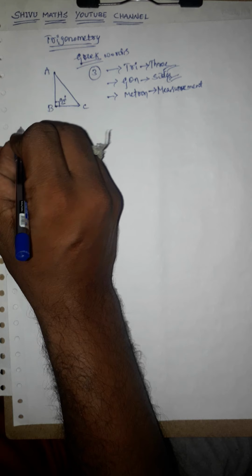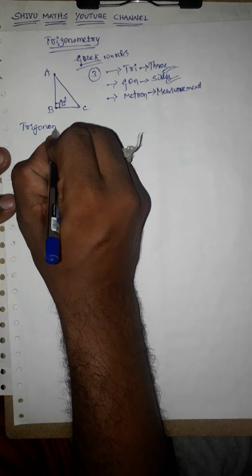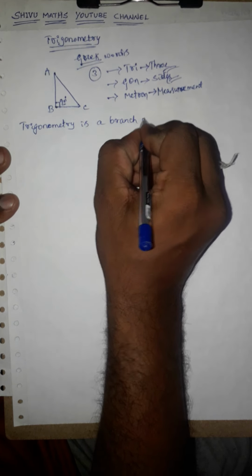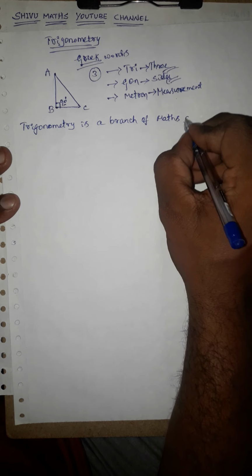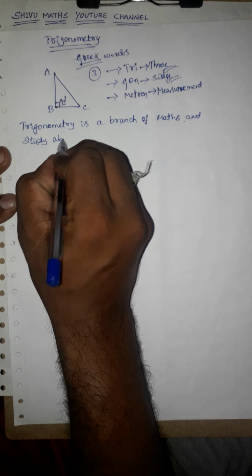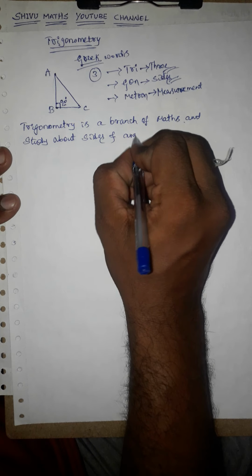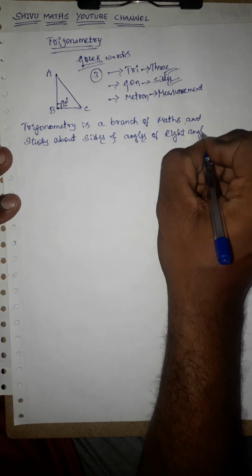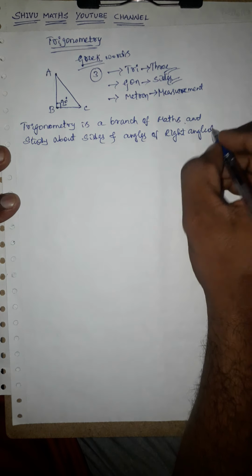So what does trigonometry mean? Trigonometry is a branch of mathematics that studies the sides and angles of a right angled triangle.